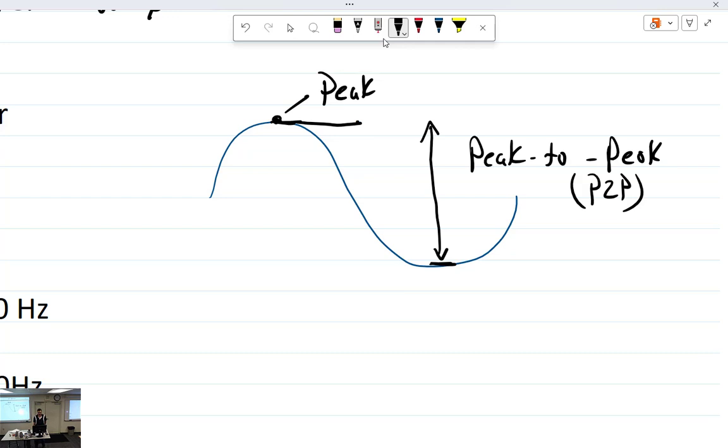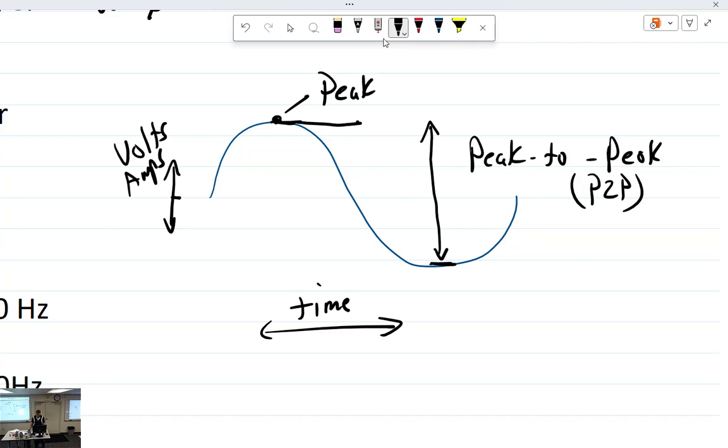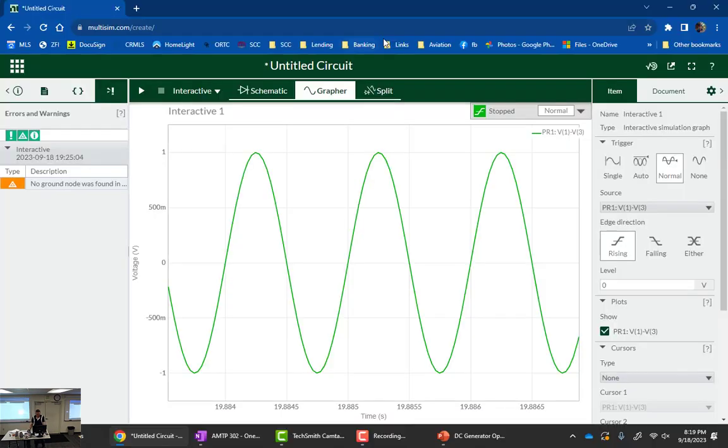When you're looking at this, just to make sure we're clear, this right here will be your volts, or you can measure amps this way too. So that is how many you're measuring. This way is time. Just like we're looking at this.